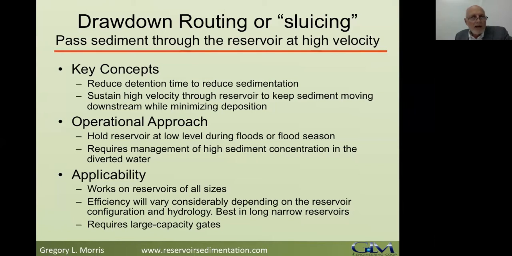If you're only going to draw the reservoir down for an individual flood event for a few hours or half a day, maybe you can turn your water supply system off for half a day. But if you're going to be drawing down for 3 months, you have to deal with that sediment-laden water that's going to be passing through the reservoir.